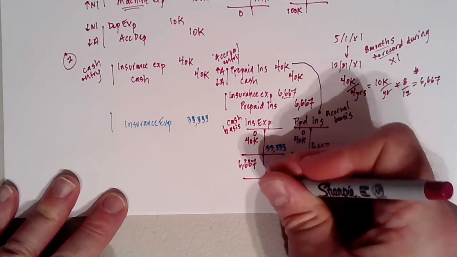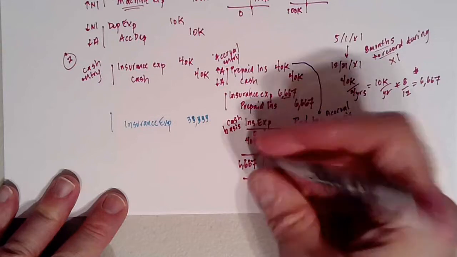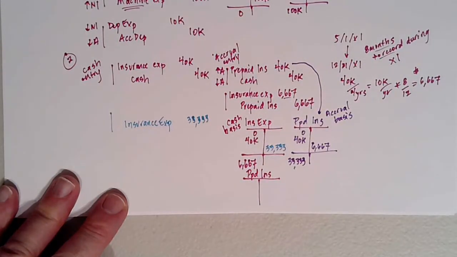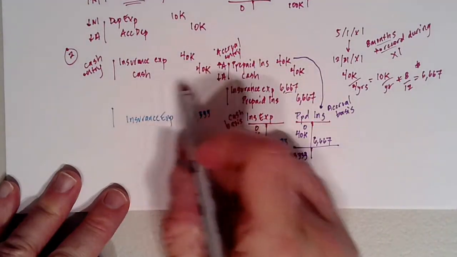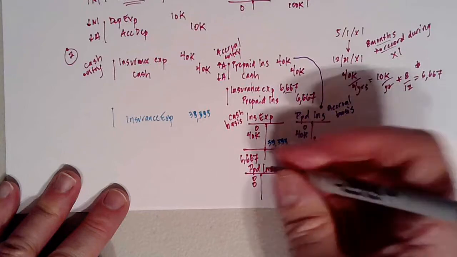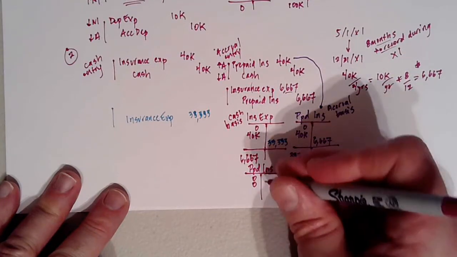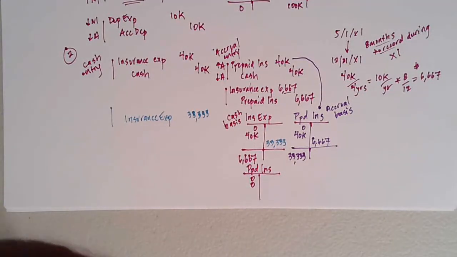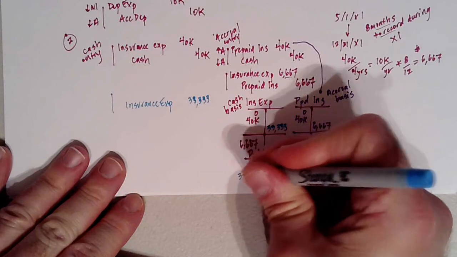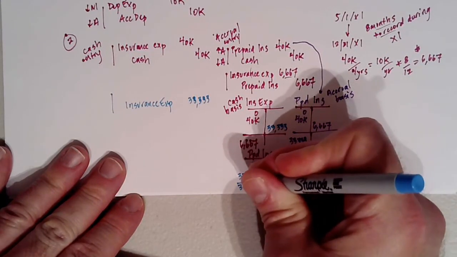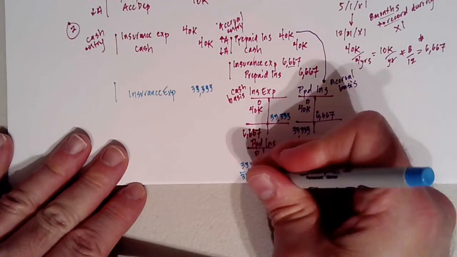Now, thinking about what this entry would do to my prepaid insurance under the cash basis, well, there is no cash basis prepaid insurance going on. So it's 0, and it stays at 0 even after the cash basis entry is made. The only way to get it to where I want it to be, which is $33,333, is to debit it by $33,333 to get to our desired amount.